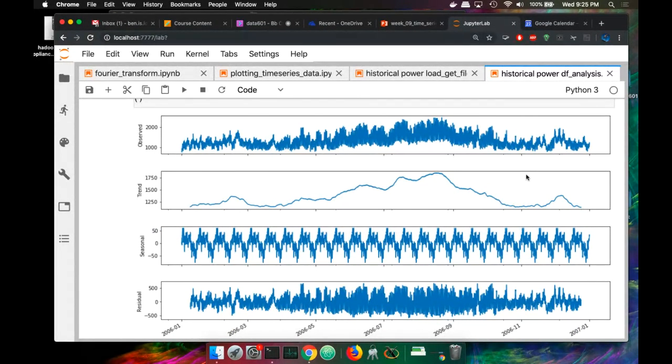Right, but the problem there is that for a single data point, you can't figure out where the value is coming from, as far as how much of that is noise, how much of that is trend, and how much of that is seasonality.